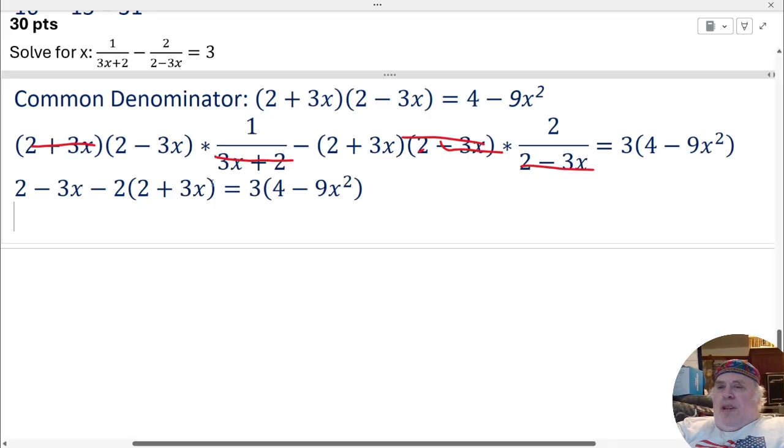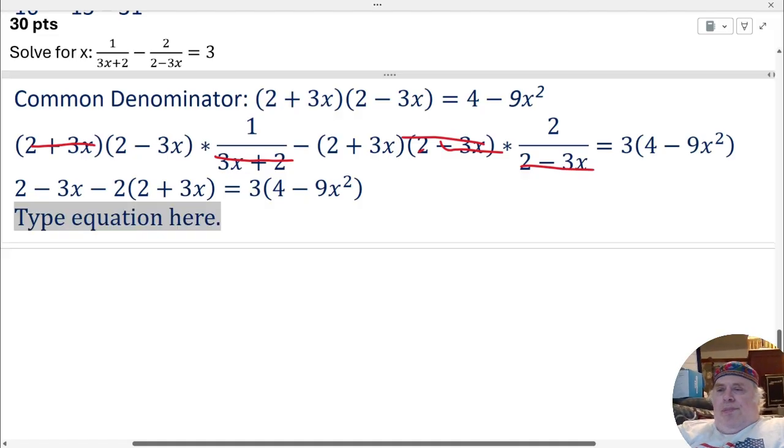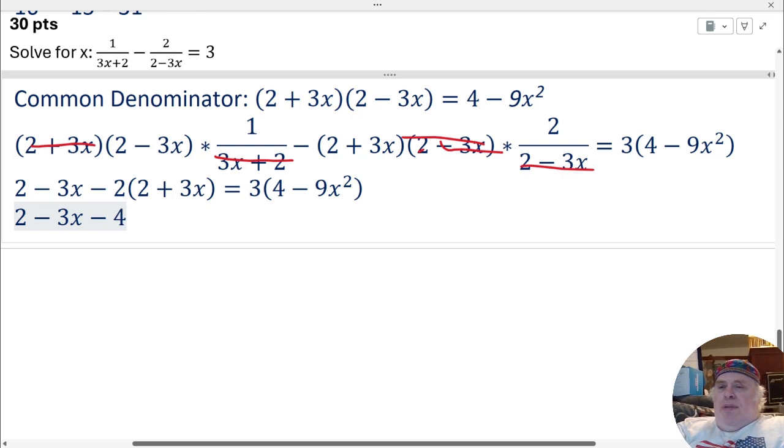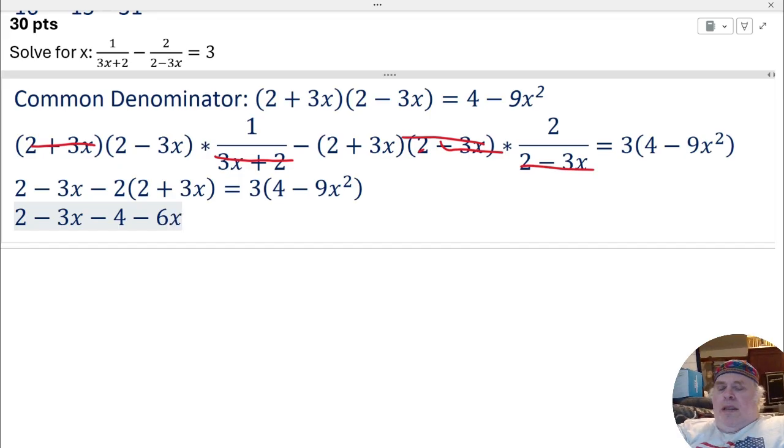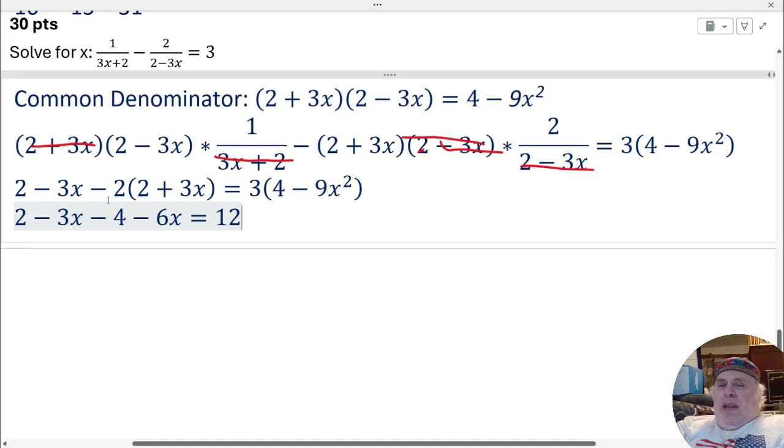Now I'll do some distributing. I'll distribute the 2 and the 3 here. So we'll get 2 minus 3x, and then minus 2 times 2, which becomes minus 4, and then minus 2 times 3x becomes minus 6x. And that's going to equal 3 times 4, which is 12, minus 3 times 9, which is 27x squared. Now, you notice I have some x's and some x squareds. That's going to be important.